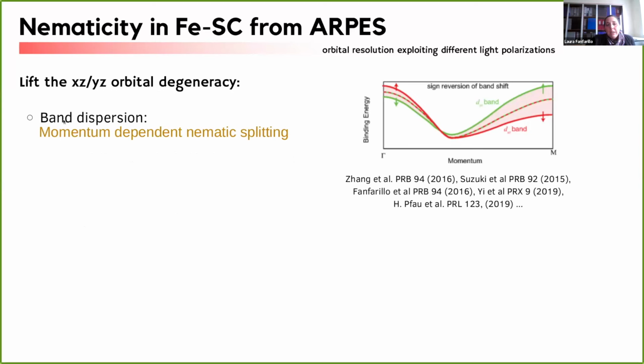About the first effect, this has been studied, I have to be honest, for almost 10 years, so we have plenty of experiments. What is interesting is that if you look at the splitting that you observe around gamma and the splitting that you observe in the electron bands, there is a change of sign in the orbital splitting. This is just a sketch provided by the experimentalists, but what I want to stress is that the splitting observed at gamma has a sign and the splitting observed in the electron bands has the opposite one. So it's a momentum-dependent nematic splitting.